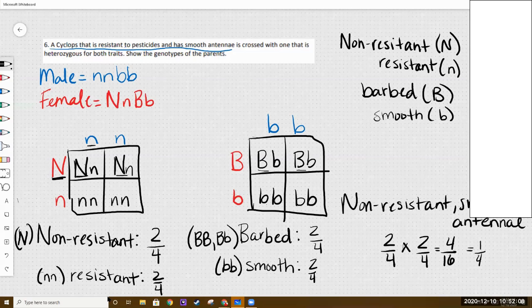Make sure, some of you guys said 4/8. You multiply the top and you multiply the bottom, okay? Whenever you're multiplying fractions, some of you have been adding the bottoms together, and that's not what you do. You don't add with fractions when you're multiplying across, okay? All right, so that's how you do it. So we got 1/4 for it. If we did any of them, resistant and barbed, it's all 25%, okay?